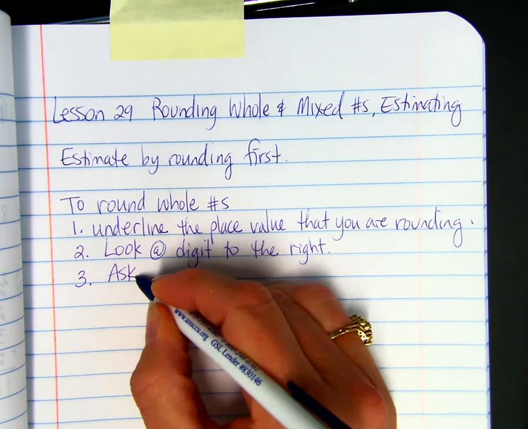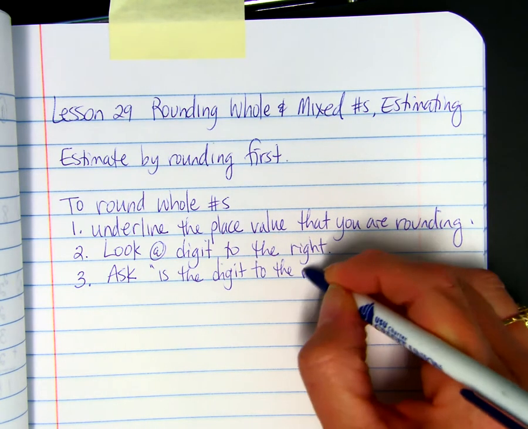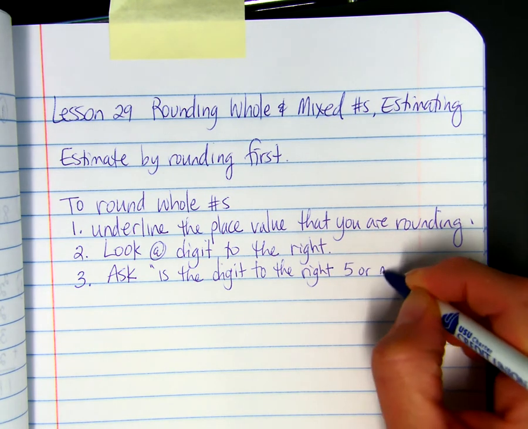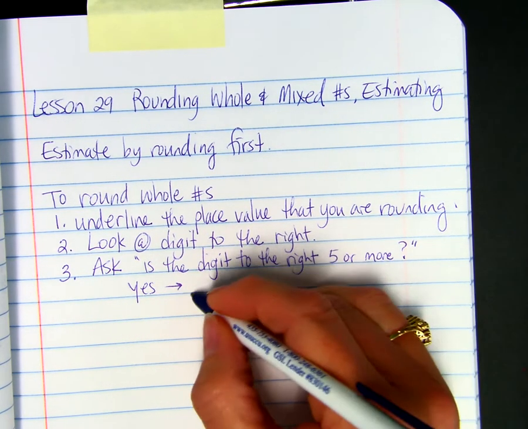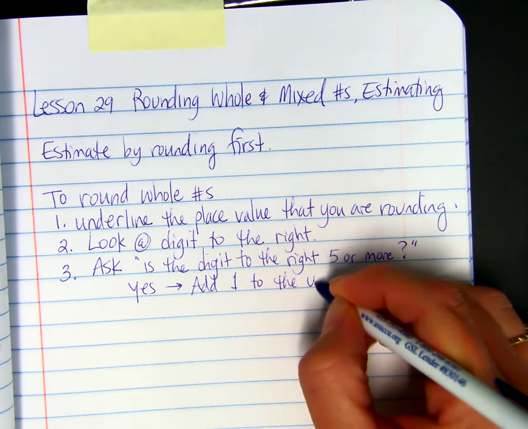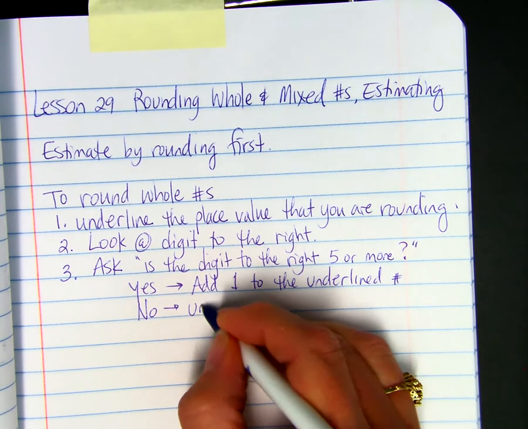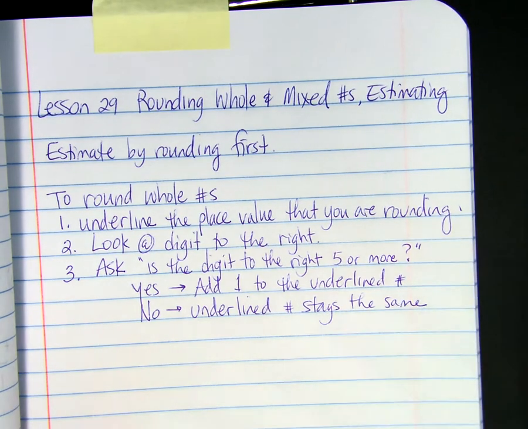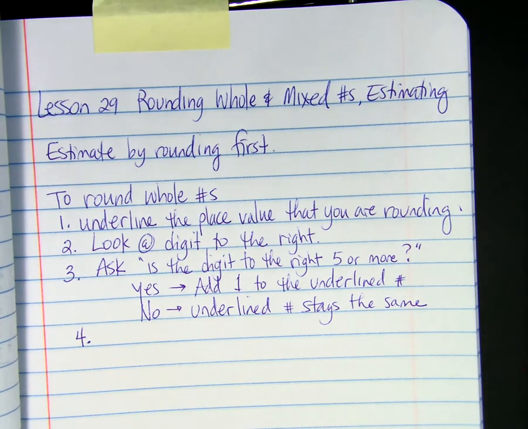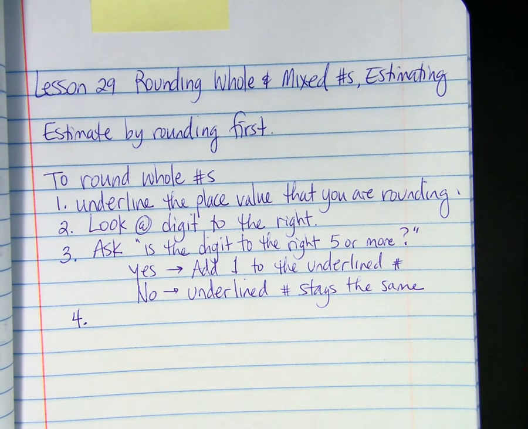Then you ask yourself, is the digit to the right 5 or more? If the answer is yes, you add 1 to the underlined number. If the answer is no, then the underlined number stays the same. And then the last step is replace all numbers after the underlined number with zeros.